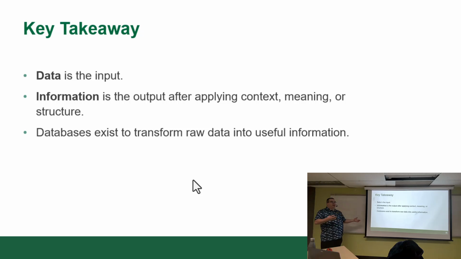So the key takeaway from this first part was data is the input. Information is the output after applying context, meaning, or structure. So you apply whatever transformations you want to the data, and that is suddenly now information. And databases exist to transform raw data into something useful.